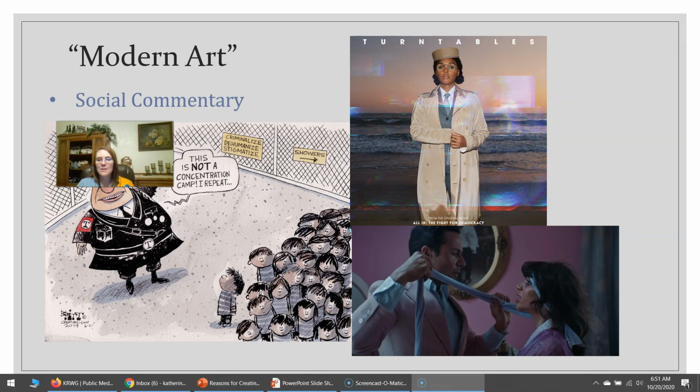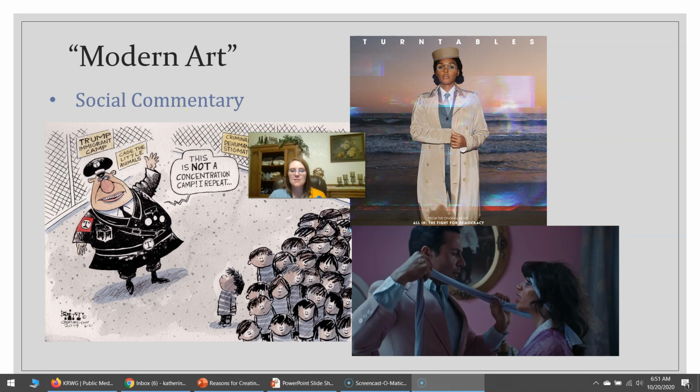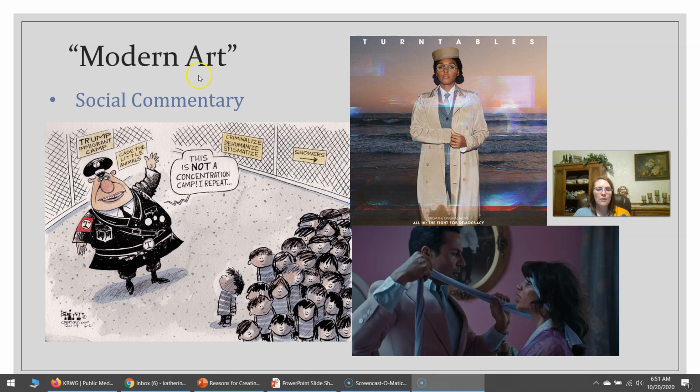Okay, social commentary. So this means that you're trying to say something about society and what's important about society. A lot of times social commentaries point out problems. Say like, we need to solve this. So this is a comic, a political cartoon about the kids in cages, the immigrant children.